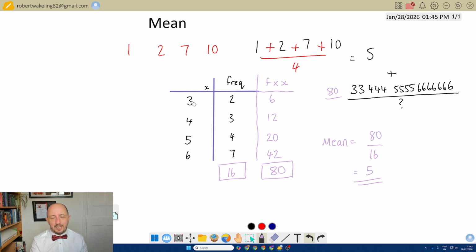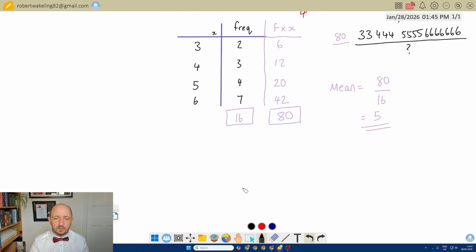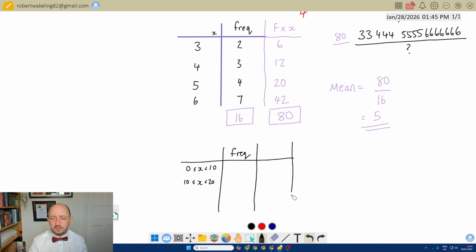What happens if your table, instead of having individual numbers like this, actually has a class or an interval, something like 0 ≤ x < 10, 10 ≤ x < 20, that kind of thing? Your frequency will still be here, and we still need to do frequency times x, but we need another column, which is the midpoint of the class. So 0 to 10, we approximate this as 5. 10 to 20, the middle of that is 15.